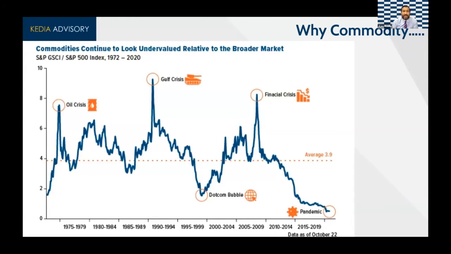But humne jo market dekhna shuru kiya, to 2000 onwards, we have seen the dot-com bubble, equity market crash, and commodity prices started moving on the higher side. And take the latest example of 2008, where we have seen food inflation on the higher side. We have seen commodity prices like gold and all.